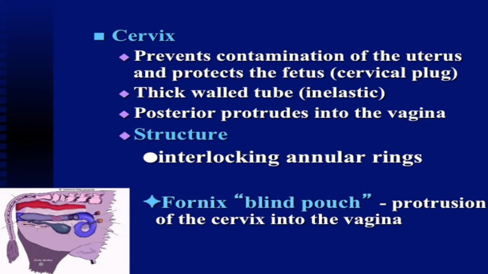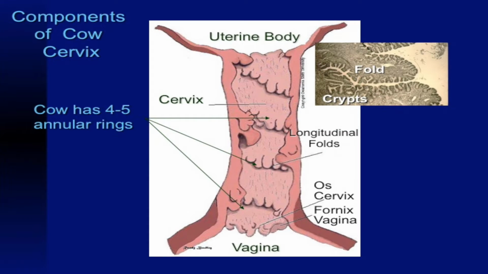And so as you can see in this particular drawing here of the cervix, you can see those annular rings that are a physical barrier of that. You can see where the cervix protrudes into the vagina, and that area around that is where the fornix is.